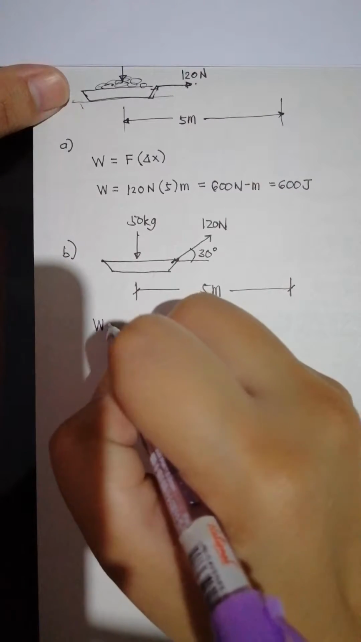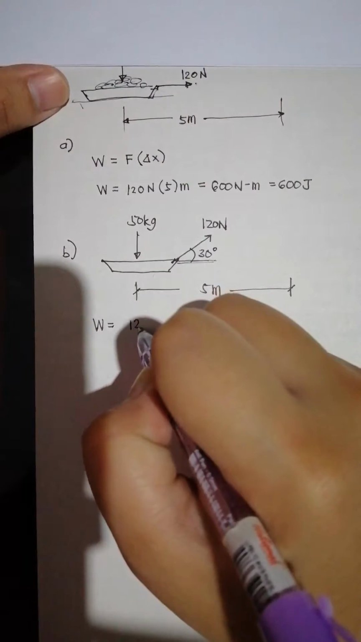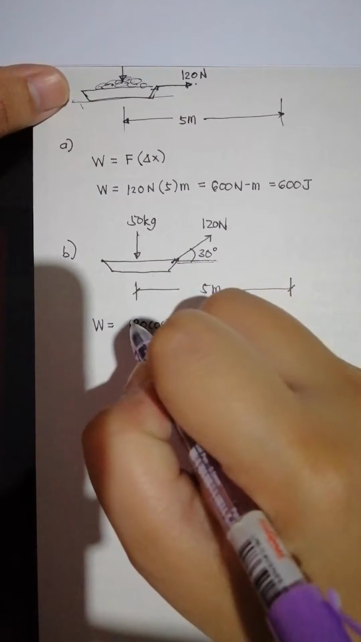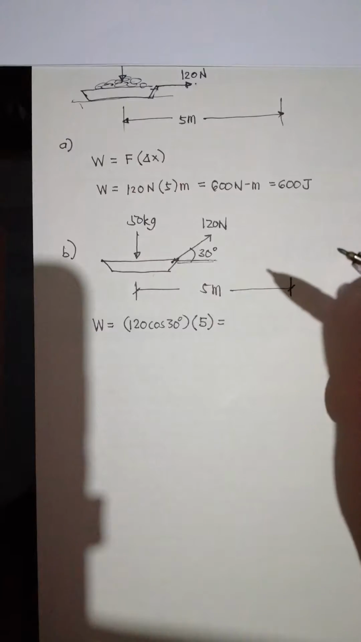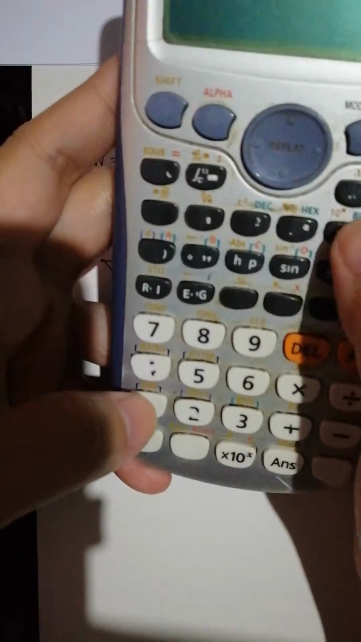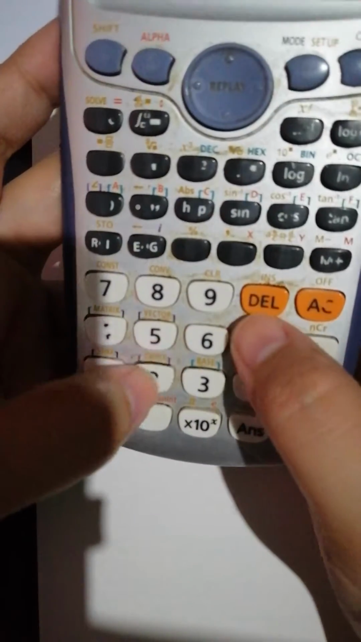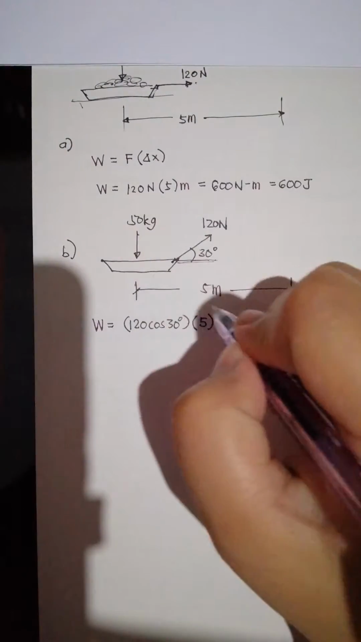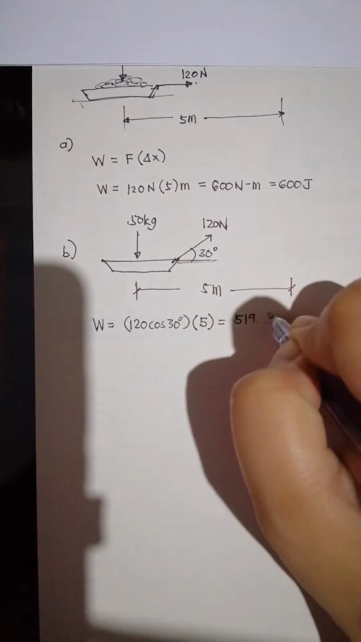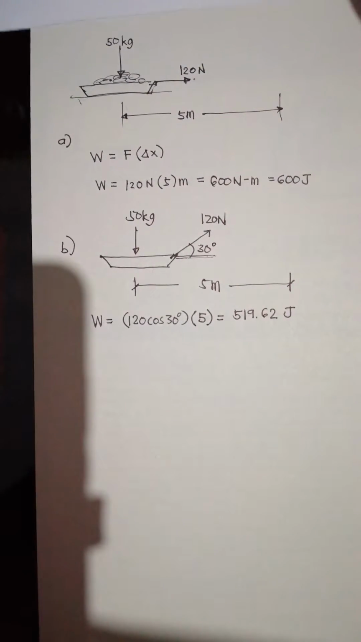Therefore, our work done is the horizontal component of the pulling force, so that is 120 cosine 30 times the displacement because of the force. Then that is equal to $519.62 joules. Let's check if we got it correctly. That's around 520, so we're correct.